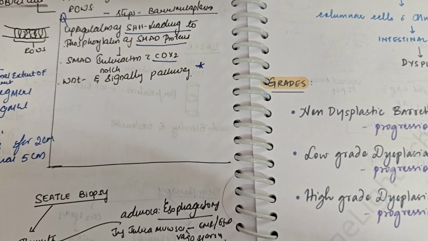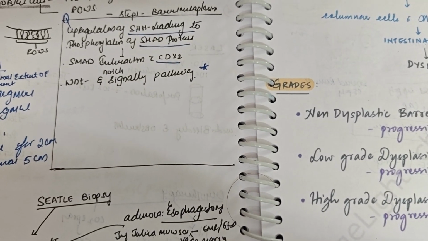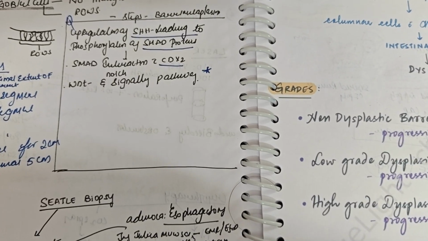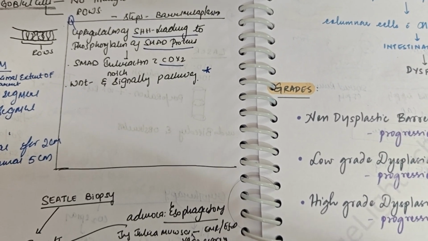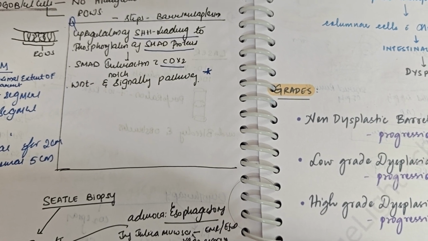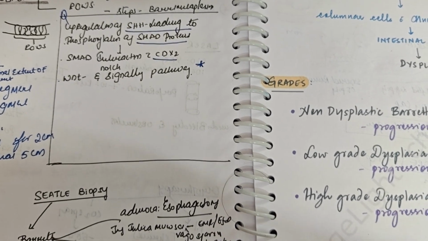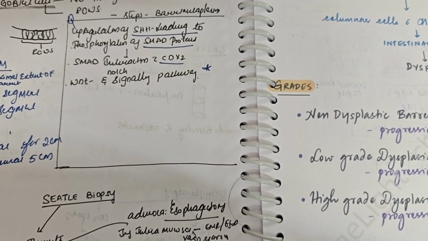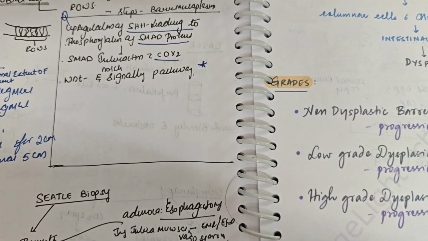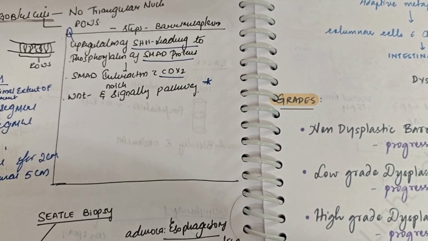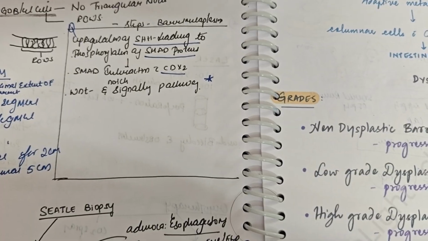So what happens in this? You can just remember upregulation of SHH leading to phosphorylation of SMAD proteins, and this SMAD interacts with CDX2, and ultimately you get the formation of Barrett's esophagus. Okay, that's all for now.